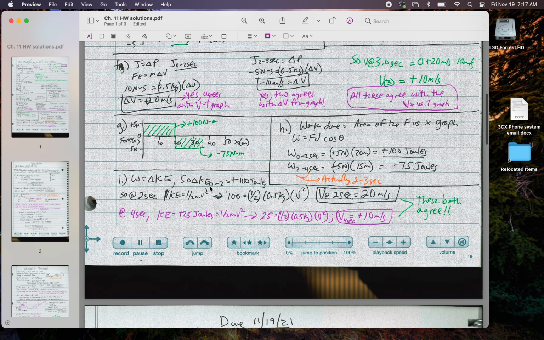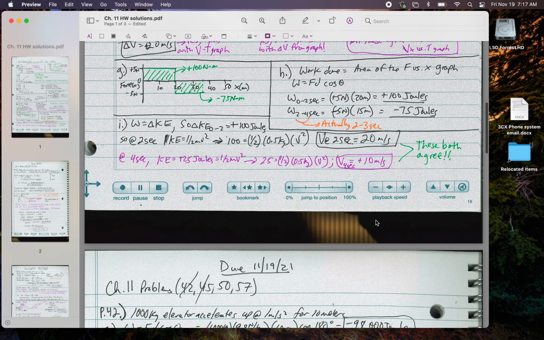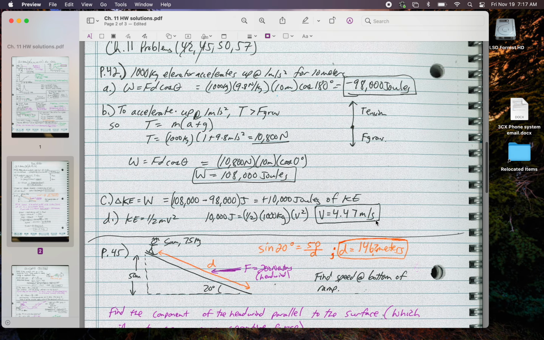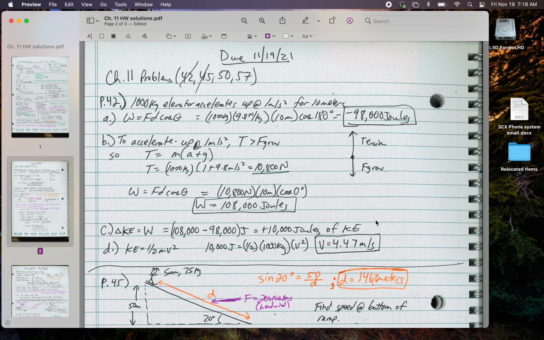Plus 100, -75. So if I look at that, I initially have plus 100 joules equals 1/2 0.5 v squared. That gets me 20 meters per second. And then at 4 seconds, plus 25 joules, 1/2 mv squared gets me 10 meters per second. So again, those agree with everything else. I hope you put the time into that problem to think about it the way that it would be necessary.